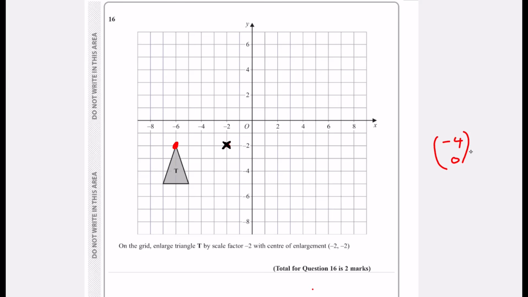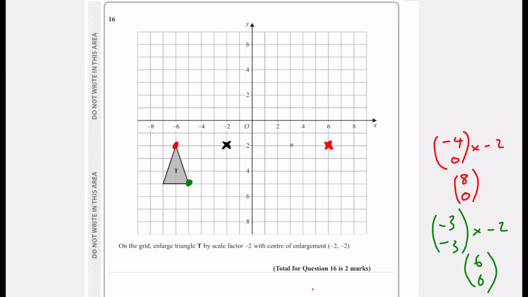So if you times that by -2, what do you get? You get 8, 0. So 8 to the right and nothing up and down. So that point moves there. This green point, it's back 1, 2, 3 and down 1, 2, 3. So -3, -3 times it by -2 will get us to 6, 6. So 6, 1, 2, 3, 4, 5, 6 to the right and 6 up.